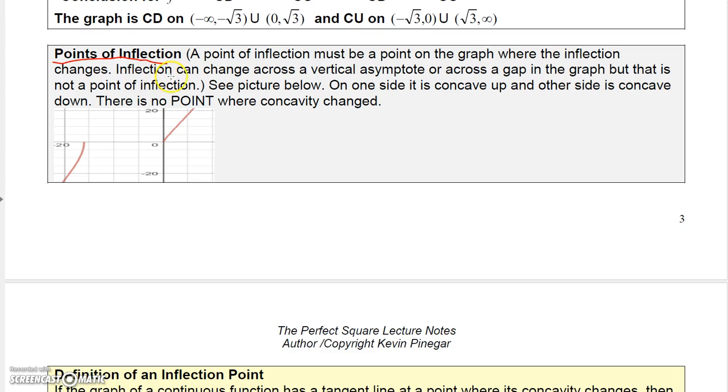A flexion can change across a vertical asymptote or across a gap in the graph, but that does not give you a point of inflection. So over here, the graph is actually concave upward, but over here it's concave downward. You can just barely see it. But the change in concavity doesn't happen at a particular point. So there's no point of inflection.